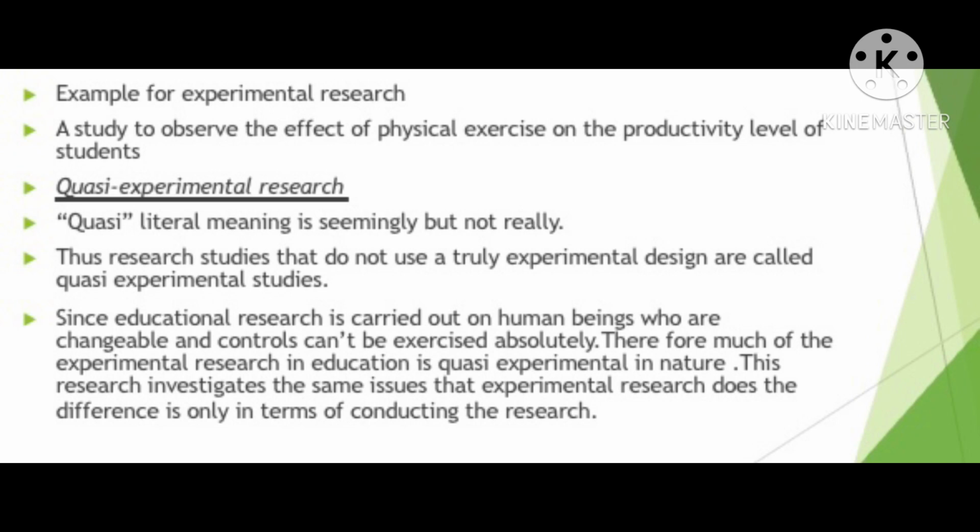This research investigates the same issues that experimental research does, but the difference is only in terms of conducting the research. What is the main difference? Here the control is minimum. In experimental research, we keep a control group and an experimental group, and we manipulate the experimental group. The control group we keep as a control, and there we do not do any manipulation. But in the case of human beings in the field of education, we mainly use quasi-experimental design.